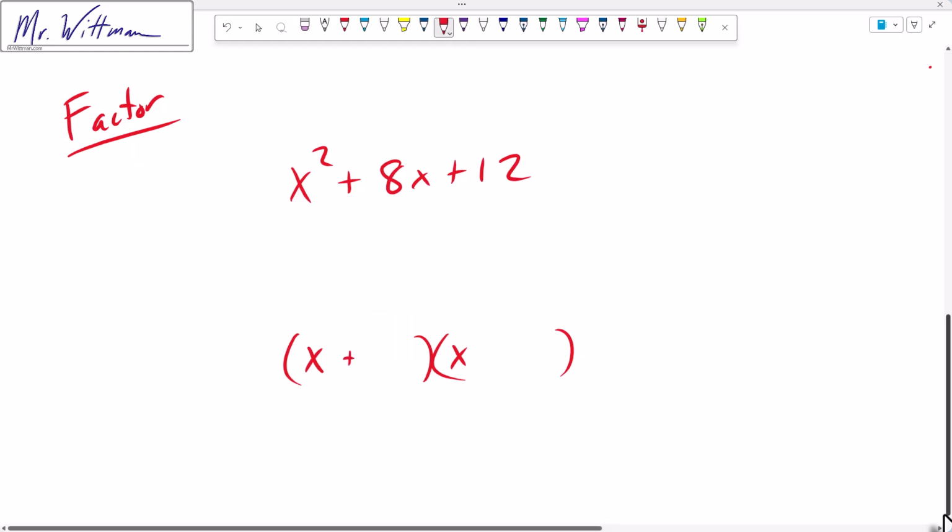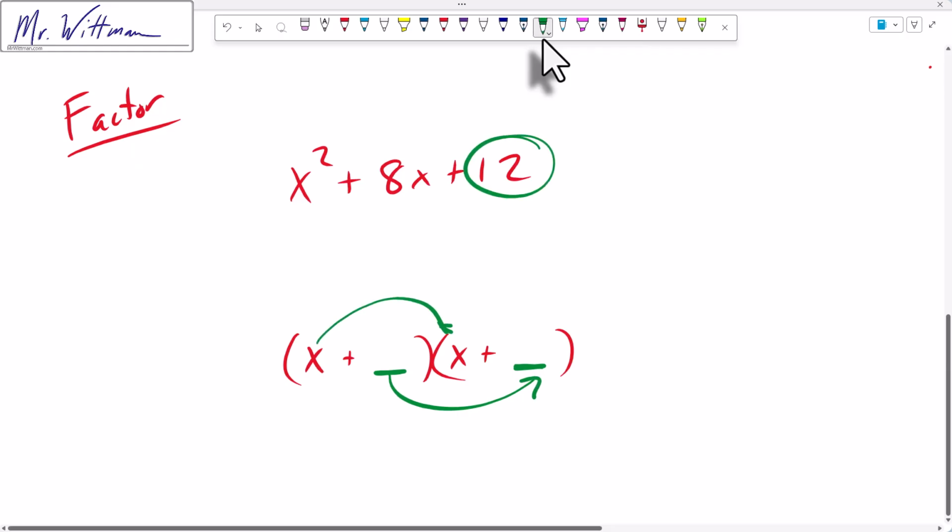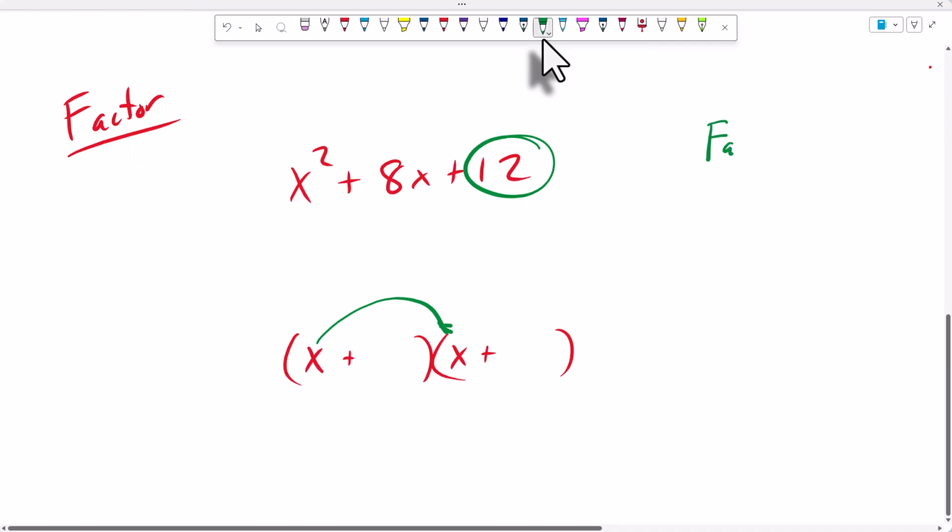Let's say it's plus. What do these two numbers have to multiply to be? 12, right? So when we multiply these two, it has to equal 12. So we got our x squared. The problem is there's lots of factor pairs that equal 12. What are the factor pairs?